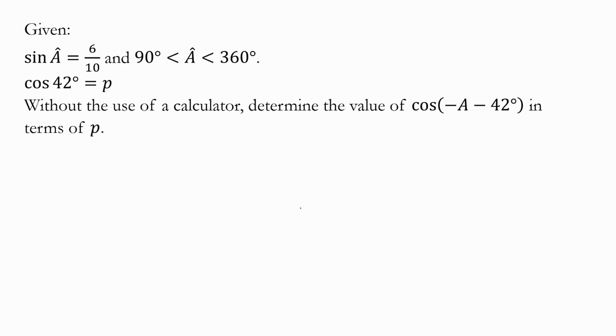Hello, smart mathematicians. We are doing question 10a. Given sine A is equal to 6 over 10 and the angle is between 90 and 360 degrees, and then that cos 42 is equal to P. Without the use of a calculator, determine the value of cos(-A - 42 degrees) in terms of P.